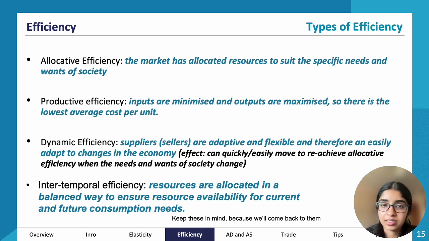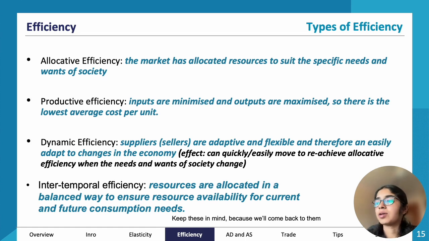Okay, so then we have productive efficiency. So productive efficiency, that's pretty much where you are as productive as possible. Another word for productive efficiency is technical efficiency, so you might hear it being referred to that way as well. So in either way, you're minimizing inputs and maximizing outputs. So you are reducing your per unit cost of production. So that's basically like using as little resources as possible to produce as much as possible.